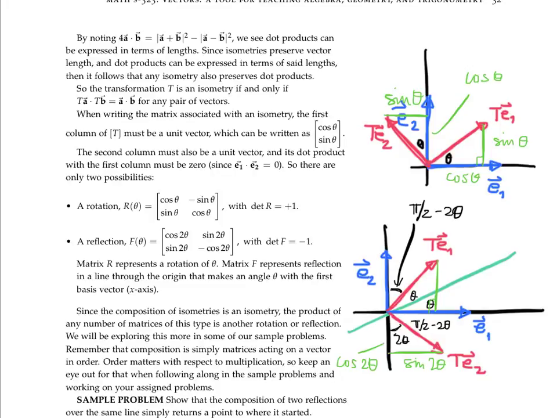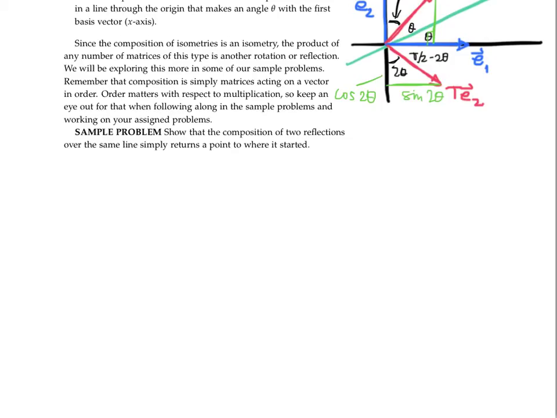In a couple of the problems we'll be doing, we're going to try to figure out what the composition of multiple isometries is. And so that means that we need to write down the individual isometries and their matrix transformations and multiply them together. Let's take a look. Remember that order matters. Our first exercise: show that the composition of two reflections over the same line simply returns a point to where it started.